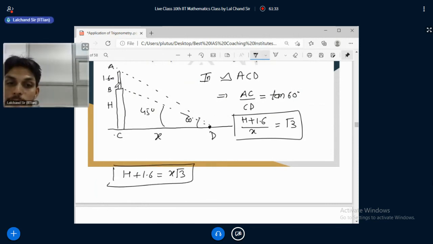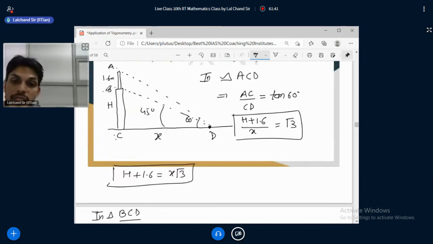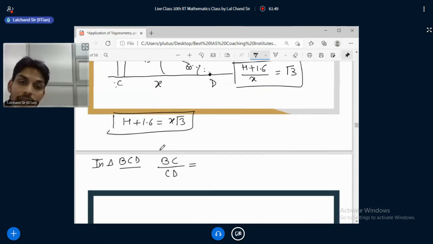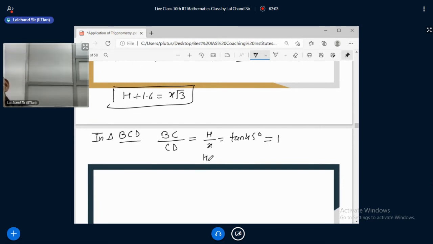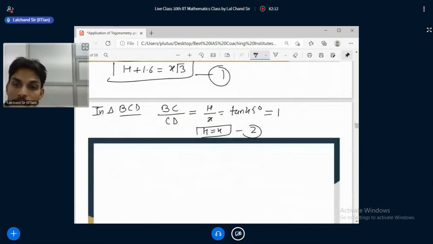Now if we consider triangle BCD, BC divided by CD, we have h by x, and that is equal to tan 45. If we substitute the value of tan 45, that is 1, we have h equal to x. This is equation number 2, and this is equation number 1. We need to calculate the height, that means the h value, so we must eliminate the x value.